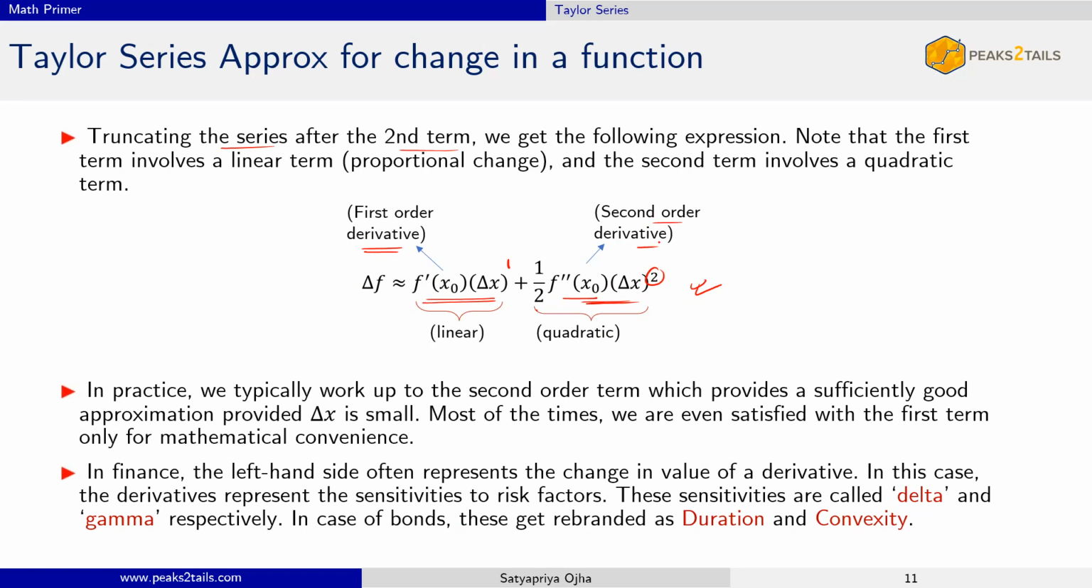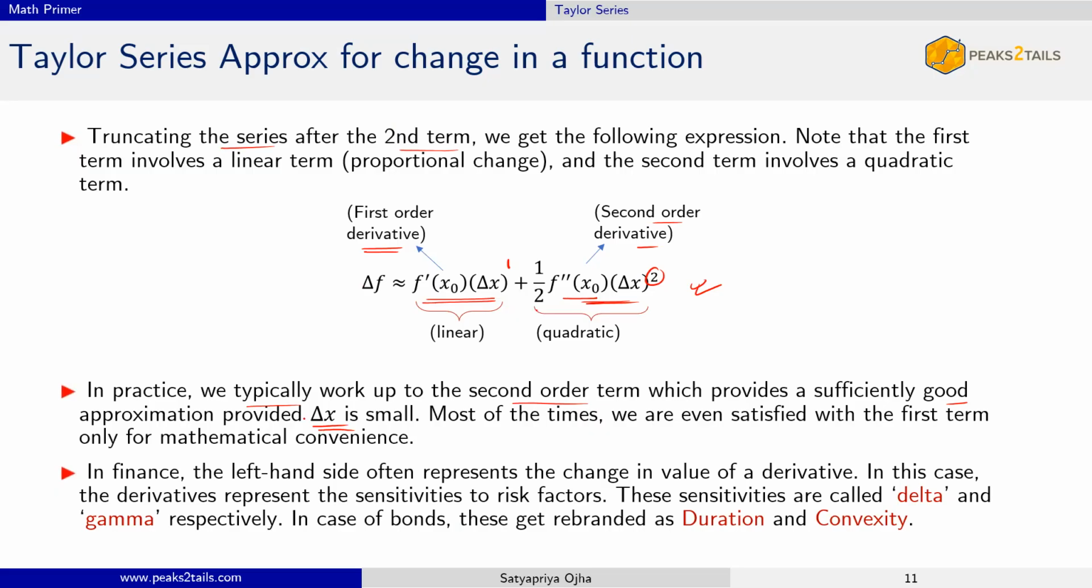Okay. So in practice, we typically work with terms till the second order, which provides a sufficiently good approximation provided delta x is small, right? So we are working with small delta x. So you don't need to worry about cubic terms. Till quadratic, you should be fine. It's a good enough approximation.